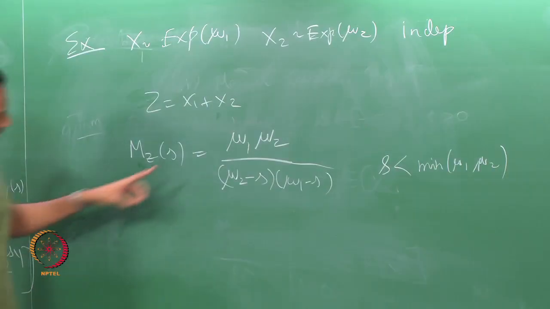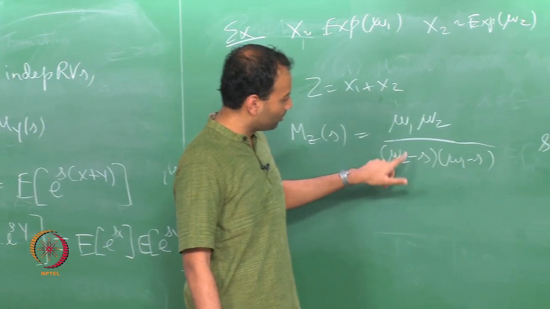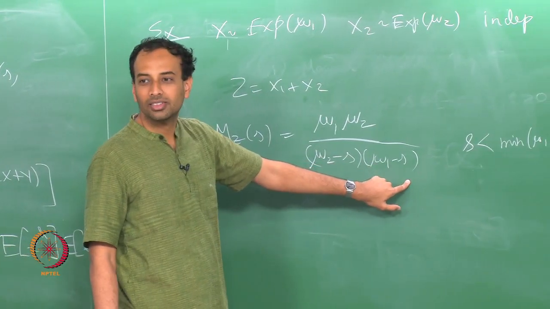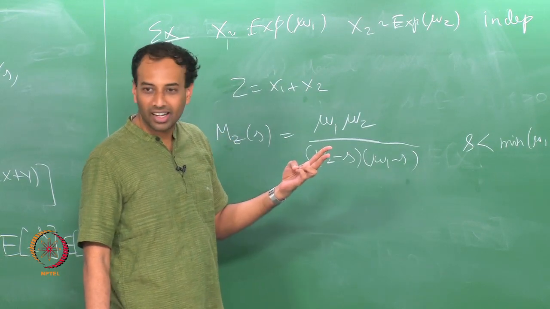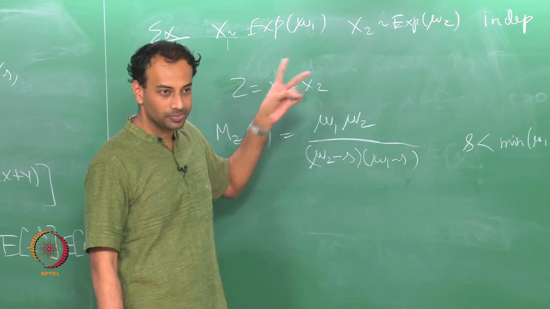If mu 1 were equal to mu 2, you will get (mu minus s) whole squared, and that will be the transform of your second order Erlang, because you are adding two exponentials, okay.